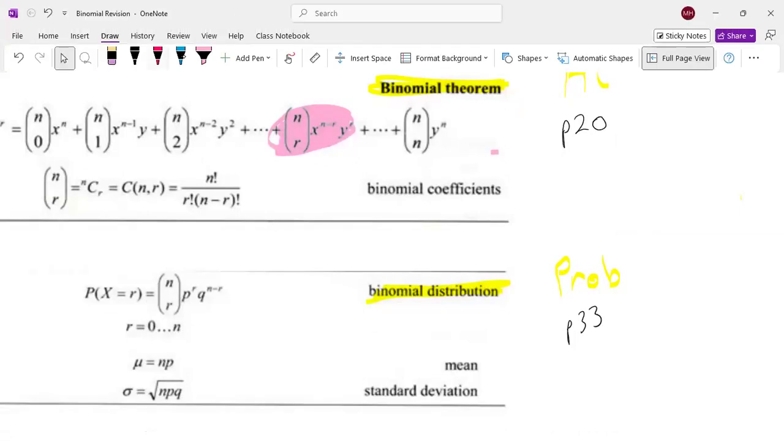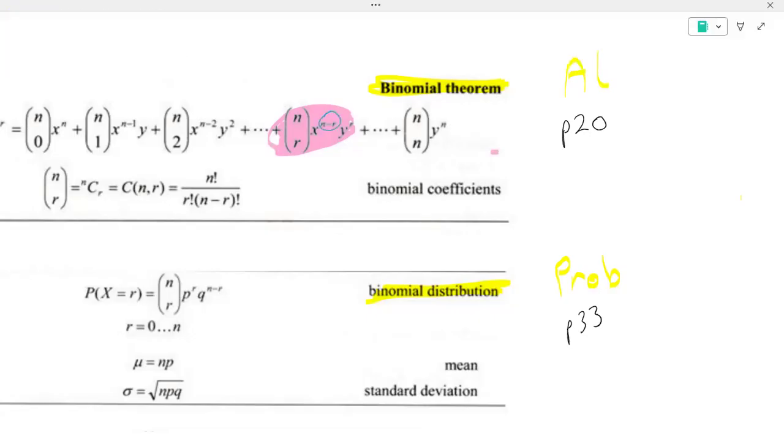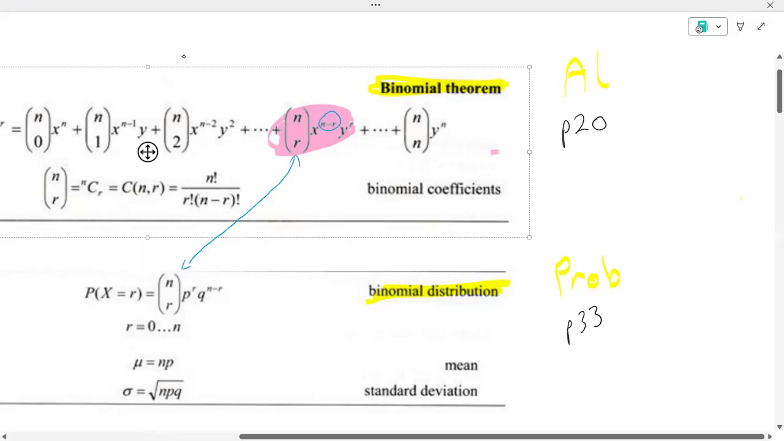Now, the reason I'm pointing that out, so it's n take r, is because when you compare that to the binomial distribution, you still have the n choose r, but when you go to do the first part, notice this is n take r, this is r. This down here is just r.